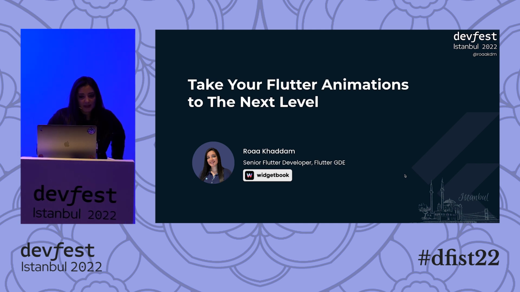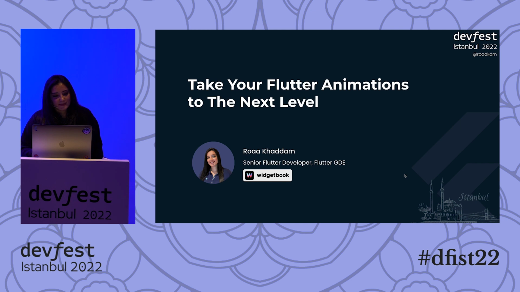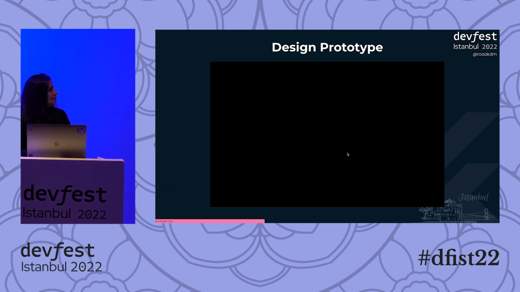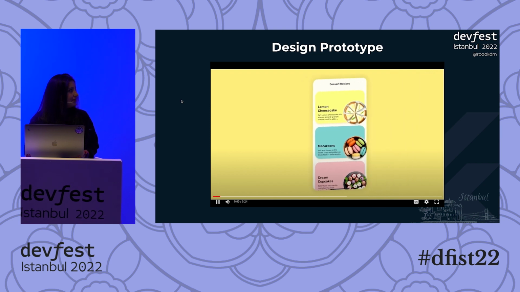But before we get into the technical stuff, let me tell you a little story. This is a UI UX designer. He has been tasked by a very demanding client to build a very creative UI. And after a lot of work and client feedback, he came up with this design prototype. So this is what the designer came up with. This is the prototype. It's a recipe app.